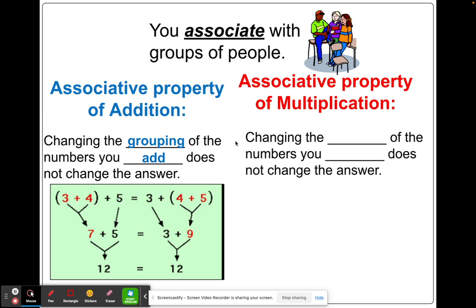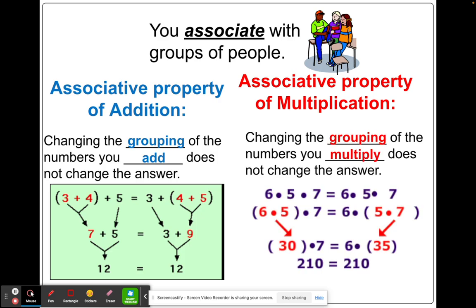The associative property also works for multiplication. You can change the groupings of the numbers you multiply. That does not change the answer. So if I have 6 times 5 times 7, if I group the 6 times 5 first, I get 30 times 7 is 210. Or I could group the 5 times 7 first. 5 times 7 is 35. Times 6 will still give me 210. Notice these are all multiplication on this side, though there isn't a mixture of multiplication and addition. It's all multiplication or it's all addition.